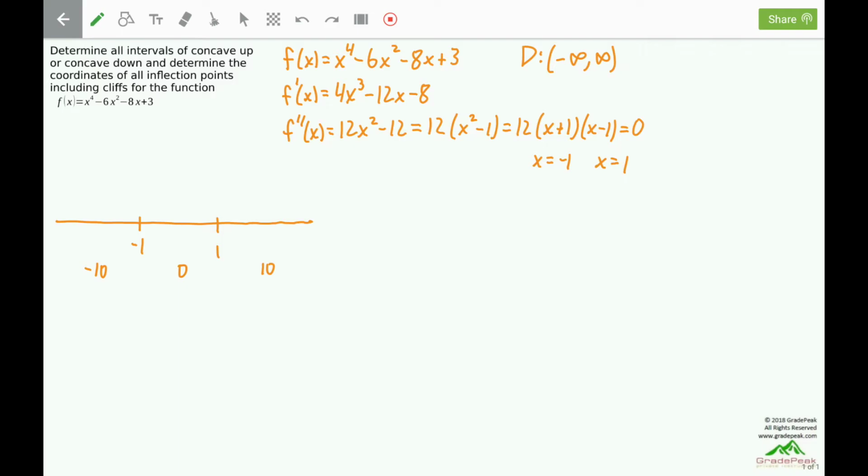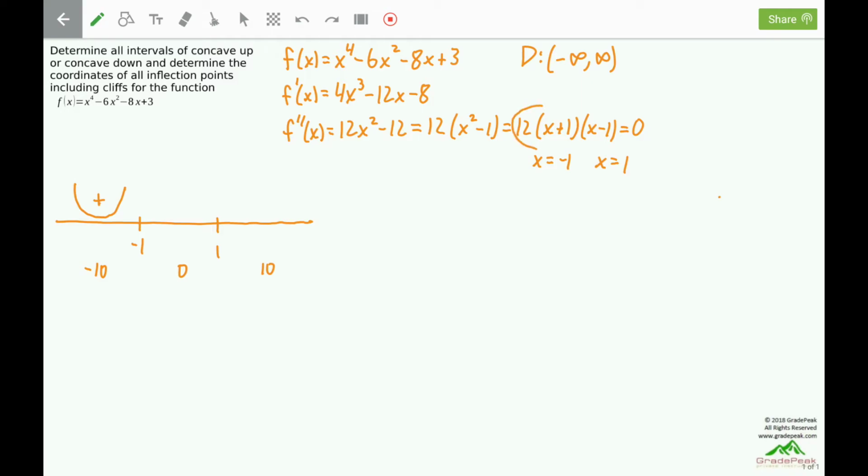We can now test the concavity in each of these intervals by plugging the test values into the second derivative. We don't care about the value of the second derivative, just whether it is positive or negative. So the best place to plug in is the fully factored version. Plugging a negative 10 in, negative 10 plus 1 is a negative. Negative 10 minus 1 is also a negative. Negative times negative is a positive, times the positive 12 is still positive. We have a positive second derivative, which corresponds to concave up.